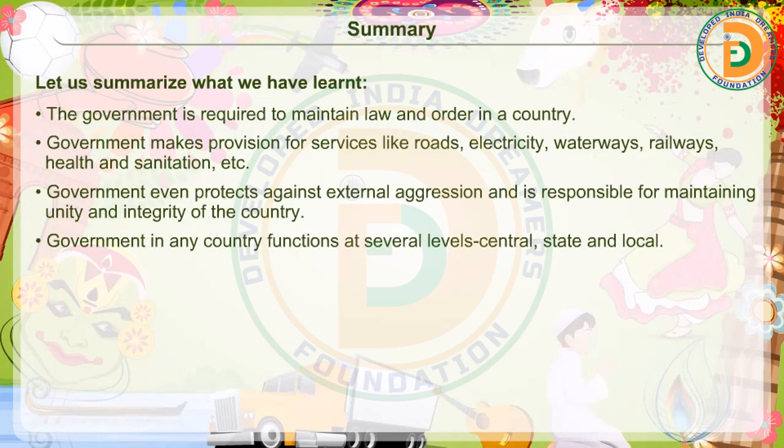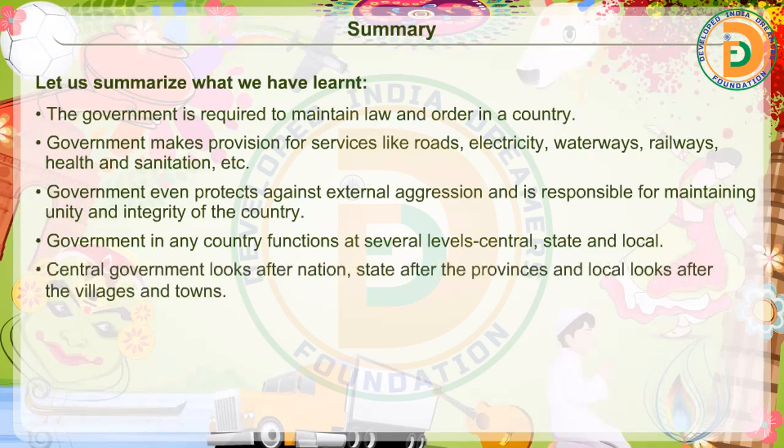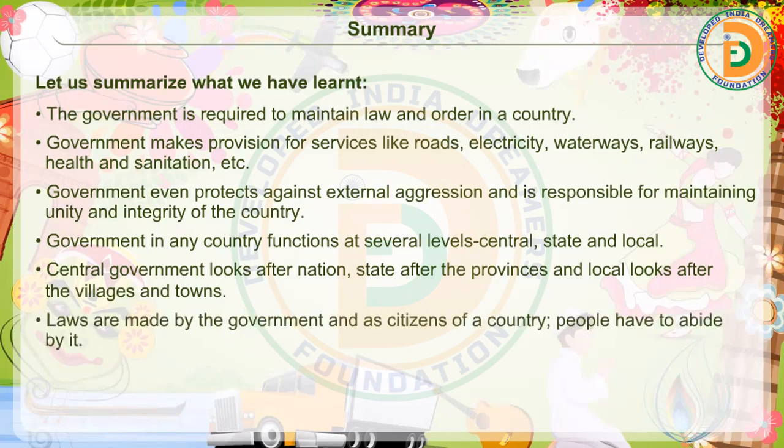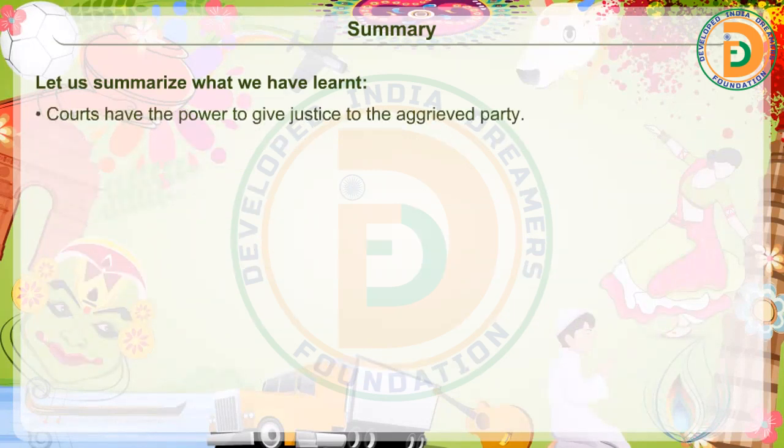Government in any country functions at several levels: central, state and local. Central government looks after the nation, state after the provinces, and local looks after the villages and towns. Laws are made by the government, and as citizens of our country, people have to abide by them. Government even has the power to enforce these laws. Courts have the power to give justice to the aggrieved party.